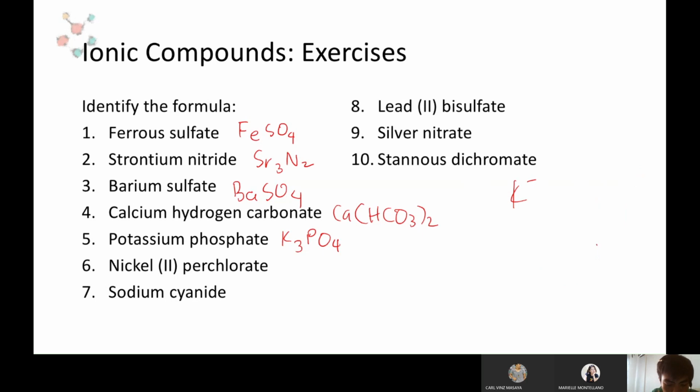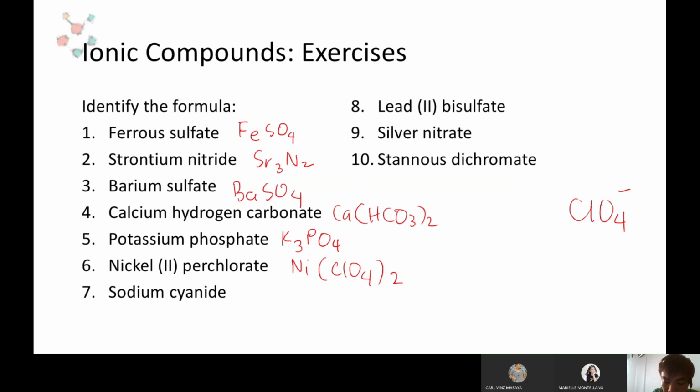Number 6, nickel perchlorate. Nickel 2. Meaning lang nun, yung charge ni nickel ay positive 2. Si perchlorate ay ClO4, kasi per, meaning 1 oxygen more than the common oxygen ion siya. Chlorate kasi ClO3. Meaning ng per, dagdag ka ng isa pang oxygen, ClO4. Criss-cross, we will get the formula Ni(ClO4)2, no?